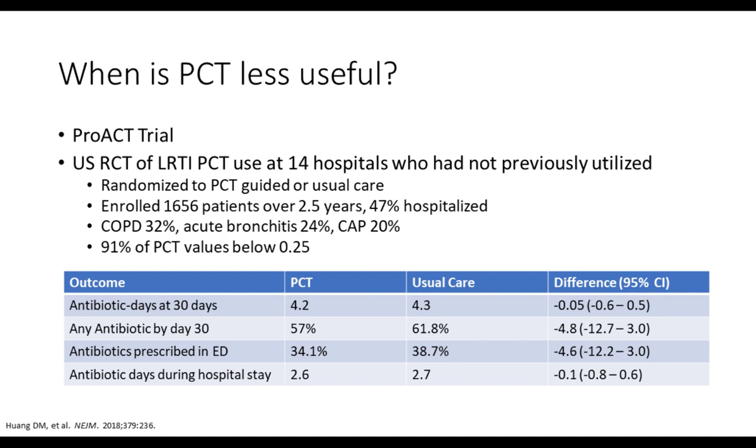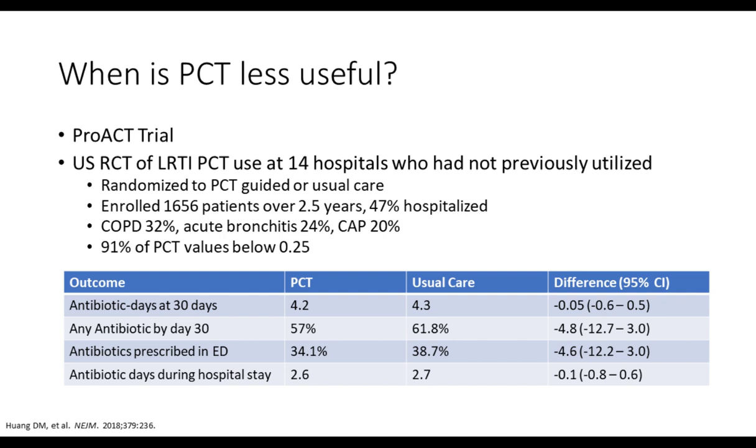Now, what they found in this study was that procalcitonin didn't decrease antibiotic use at all in any way that you measured it. What I would point out is that the usual care antibiotic duration of therapy was 4 days, which is really low and much lower than any of the previous trials that had ever been published using procalcitonin. Their control groups had been much higher.